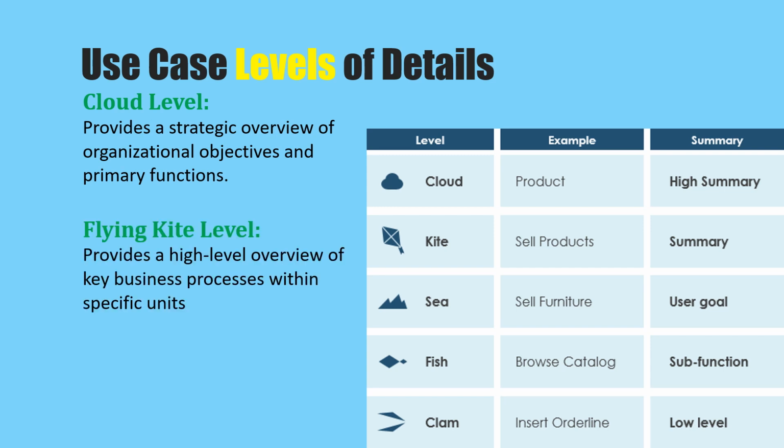Kite level, a step below the cloud level, focusing on business unit or departmental goals, offering a summarized perspective. For example, it provides a high-level overview of key business processes within specific units or departments. Use cases encompass student registration, making travel reservations, air, hotel, car, cruise, and managing departmental budget.